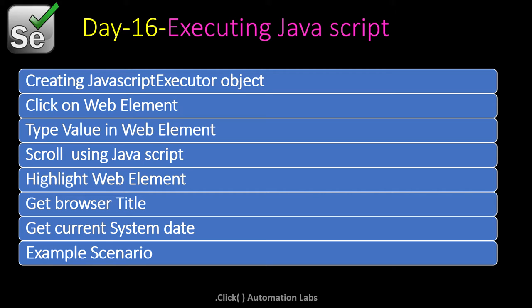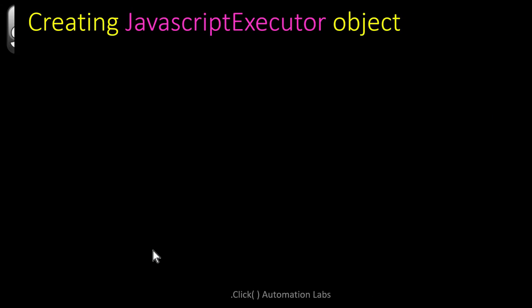we can explicitly use JavaScript to achieve those kinds of actions. Let us see what kind of actions we can achieve. There could be many, but we will see the important actions which we can do with JavaScript. So let's get started. In this session: how to create a JavaScript executor object, how to click on a web element, how to type a value in a web element, how to scroll a web page using JavaScript, how to highlight a web element, how to get the browser title, how to get the current system date, and an example scenario. Let's get into each topic.